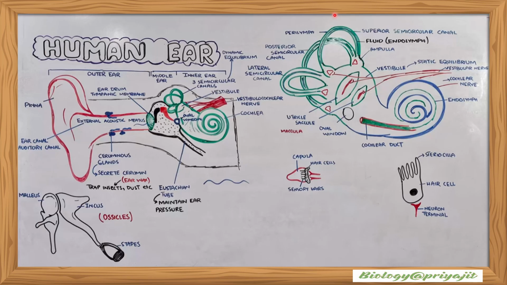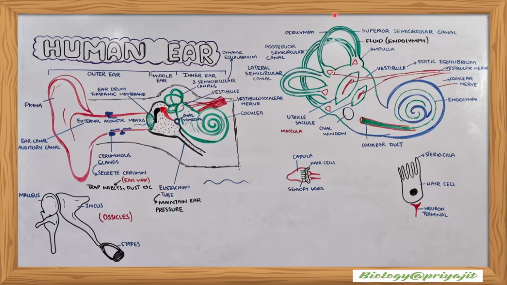The vestibulocochlear nerve carries sound and balance information to the brain. It has two parts: the cochlear nerve for hearing and the vestibular nerve for balance. Fluids and structures: endolymph fluid is shown in blue inside the semicircular canals and cochlea. Perilymph is also labeled near the inner ear. And the ampulla, the swollen ends of the canals, contains sensory structures for balance.